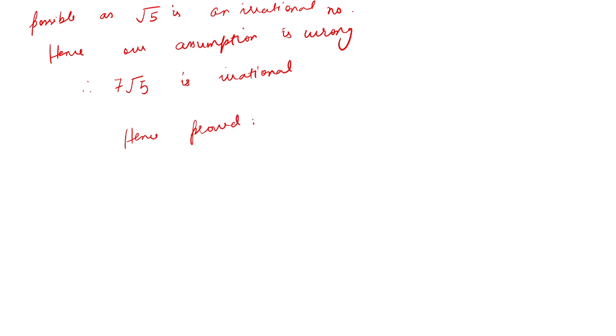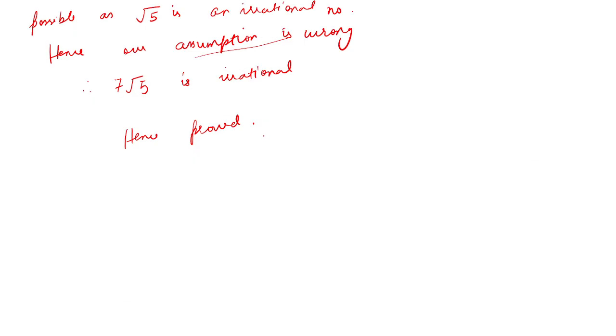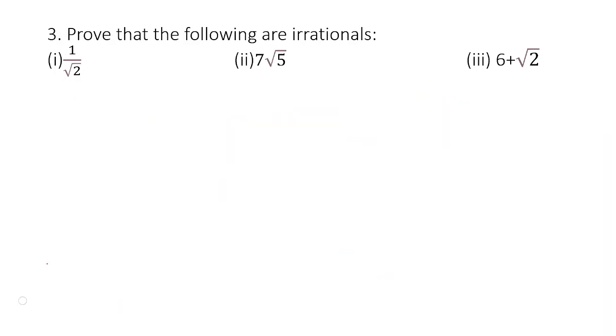So our assumption is wrong, and our assumption was that we assumed 7 root 5 to be rational, but since that assumption is wrong, definitely it must be irrational. Okay, so we'll go with the last question for this, question number 3. For the third question, we have 6 plus root 2.